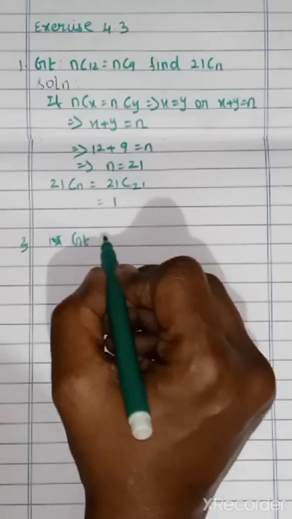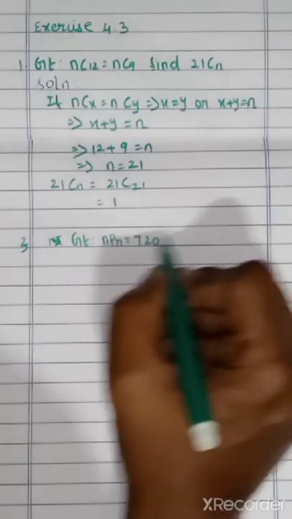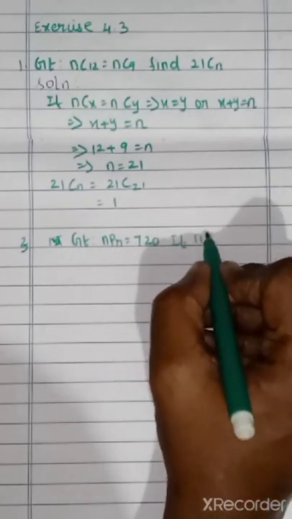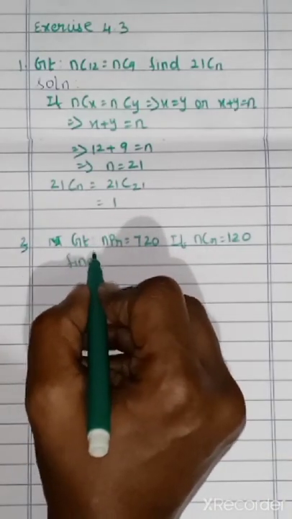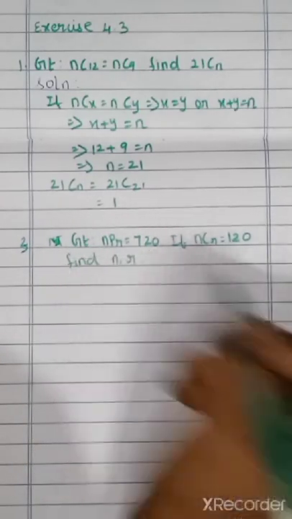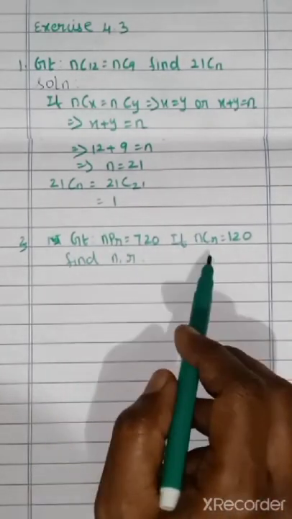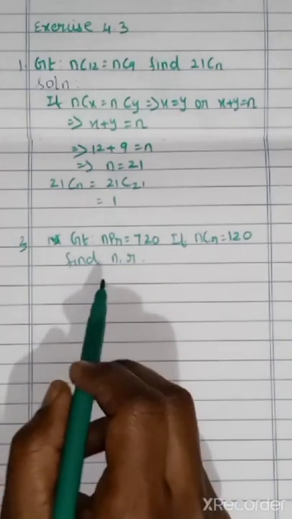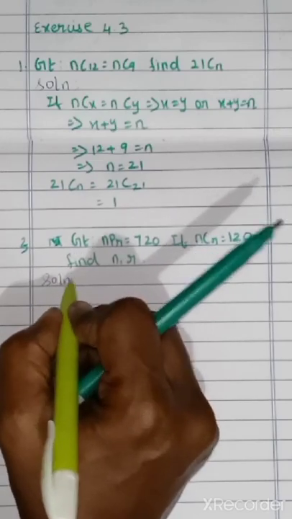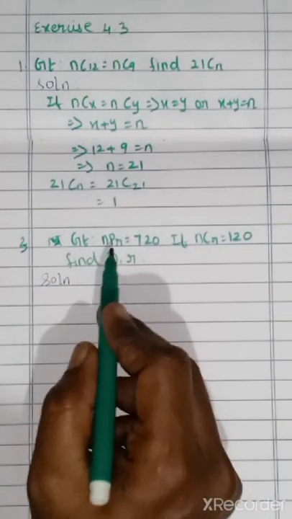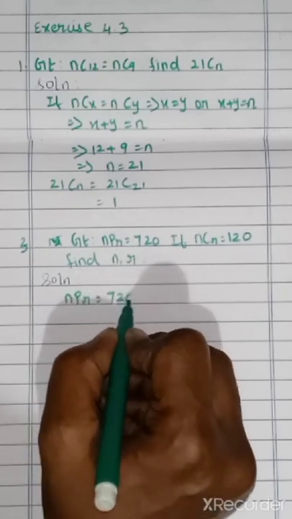It is given that NPR is equal to 720. If NCR is equal to 120, find N comma R. Okay, so what is given? NPR is equal to 720, NCR is equal to 120. Using these two terms, we are going to find N and R. Okay, so first we can take NPR is equal to 720.